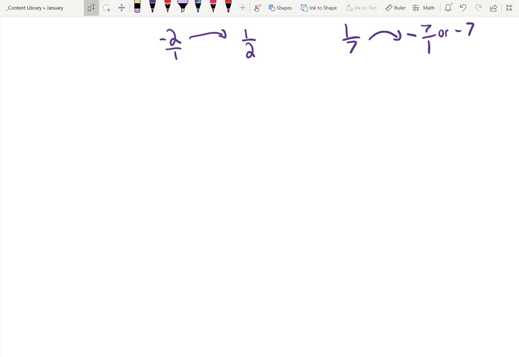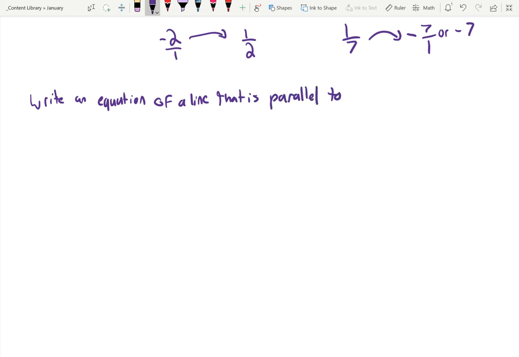I want to test your knowledge a little bit. Okay, so let's write an equation of a line that is parallel to the given. I'm going to give you some problems here. Let's do example A. So my equation is y equals 2x plus 7. So I want you to write an equation that's parallel to it, right? What would be parallel to this?